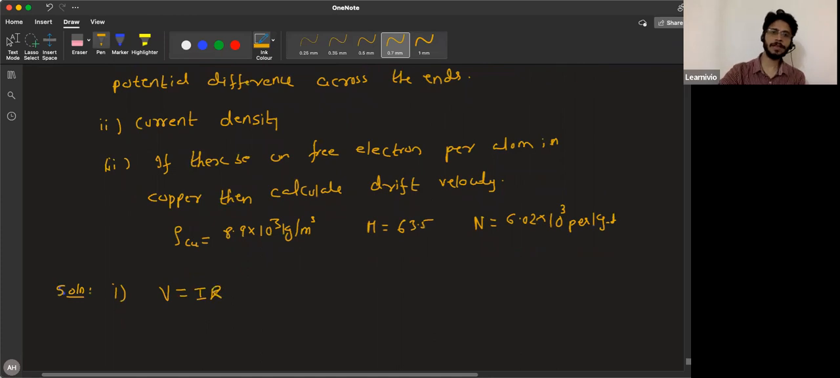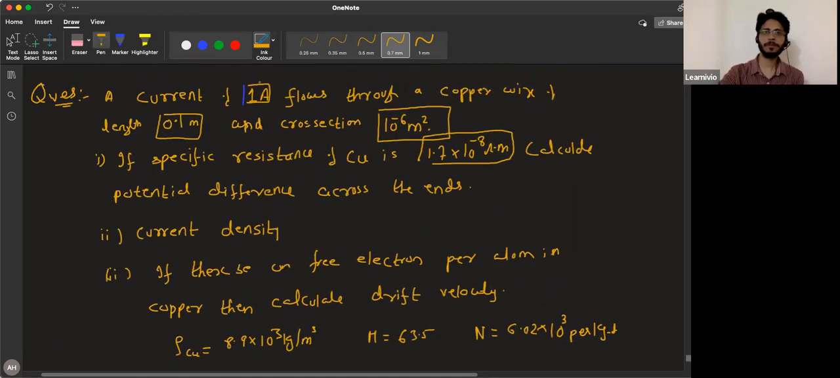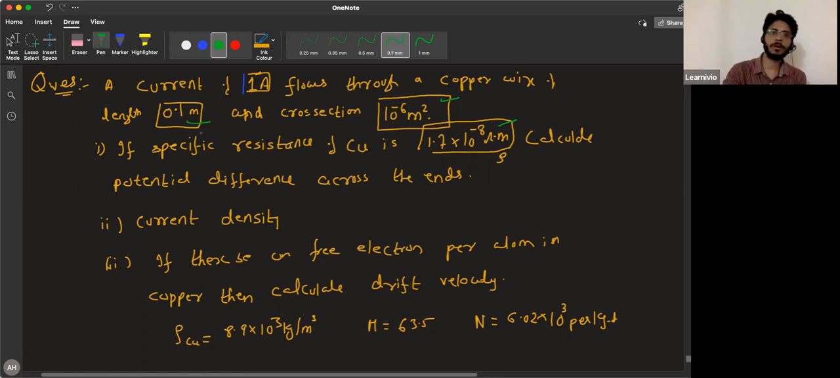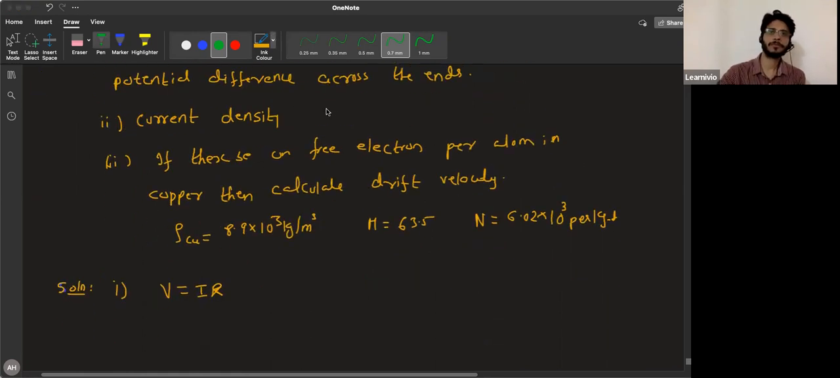See, in this question, I is given, 1 ampere, but instead of R, resistivity is given. Noah, can you calculate resistance from this data? Resistivity is given, area is given, length is given. Can you somehow calculate resistance by combining all this data? So rho L by A. Resistance you can write, it's rho L by A.